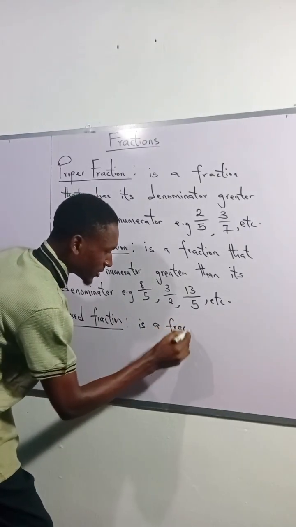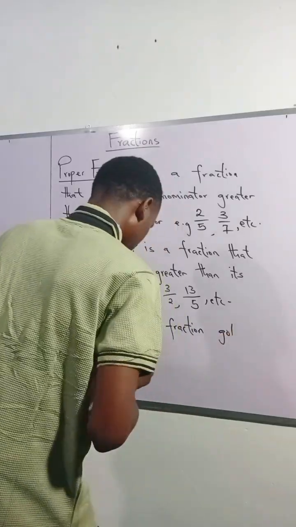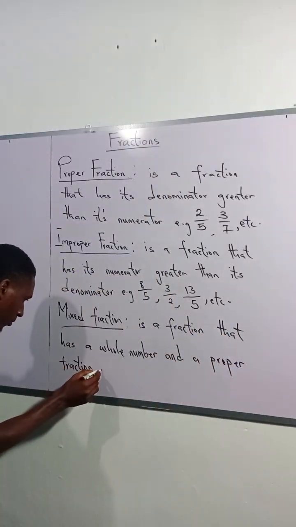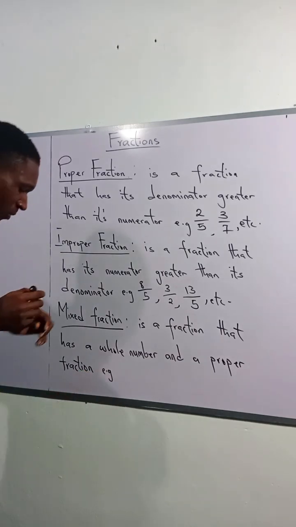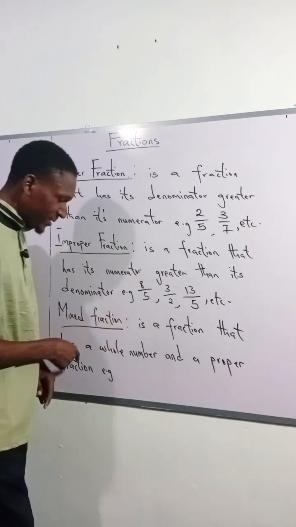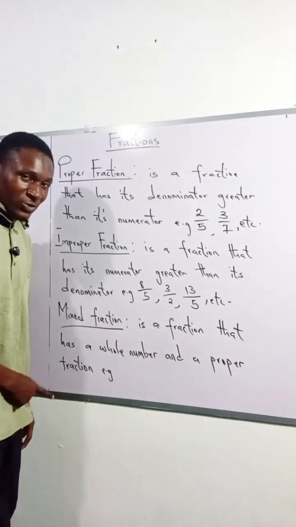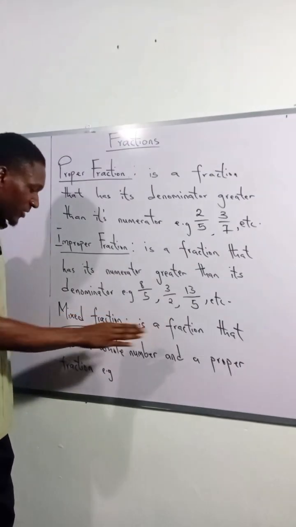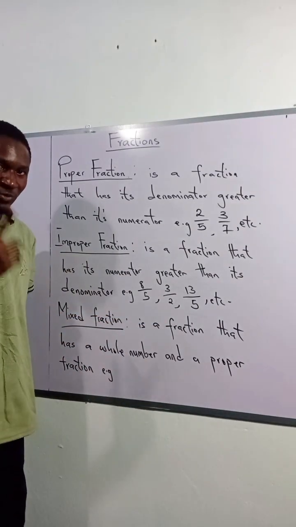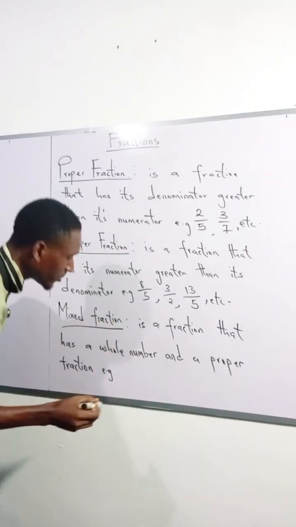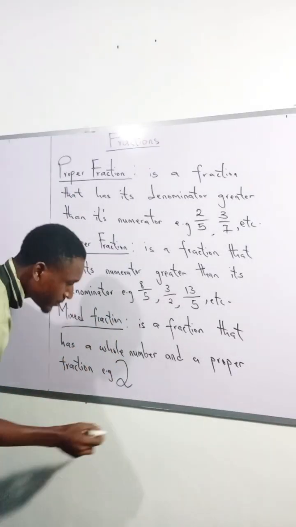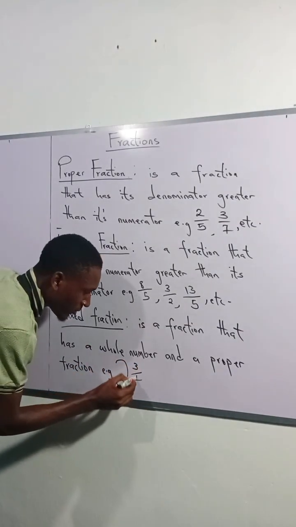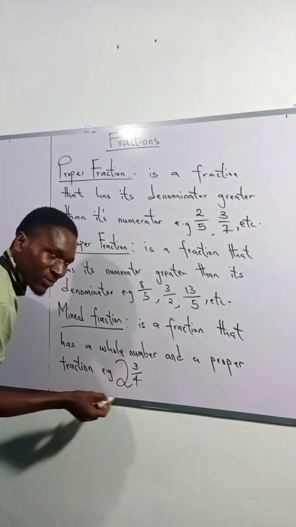Mixed fraction is a fraction that has a whole number and a proper fraction, not an improper fraction. It must be a proper fraction. For example, you'll be seeing something like 2 whole number, and I'll now add one example of a proper fraction: 3 out of 4. Yes, I can take 3 out of 4. So this is a mixed fraction.